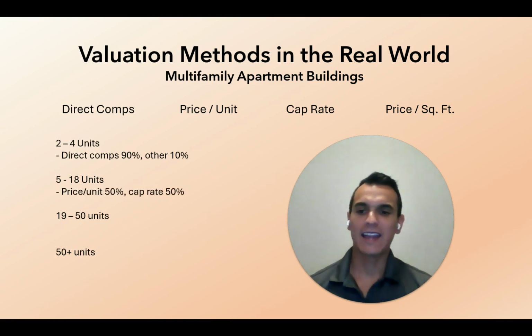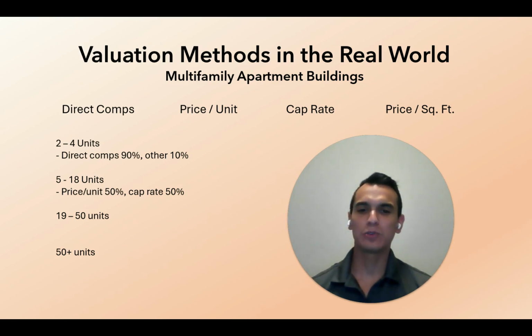Now we go to 5 to 18 units. Now again, the theory says 5+ units, we're using cap rate. Here I actually put a 50-50 split. And again, this is just rough. In your area, it might be higher towards price per unit. It might be higher towards cap rate.